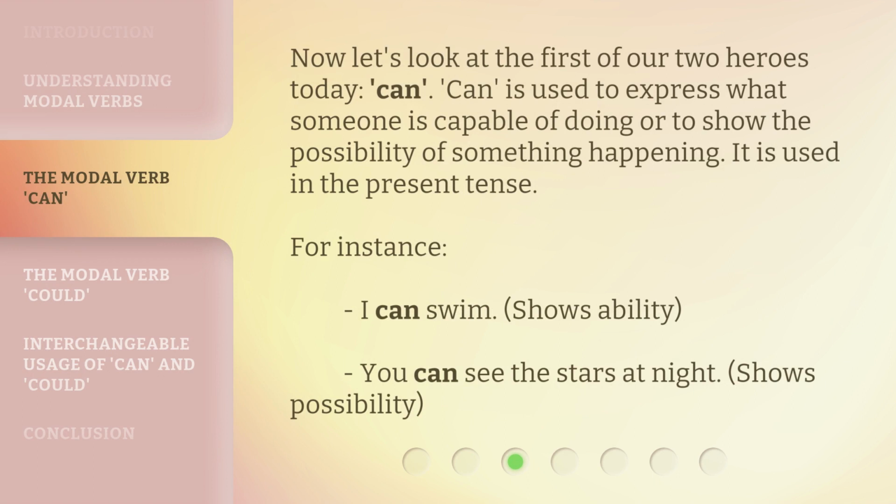Now let's look at the first of our two heroes today, can. Can is used to express what someone is capable of doing or to show the possibility of something happening. It is used in the present tense. For instance, I can swim shows ability. You can see the stars at night shows possibility.